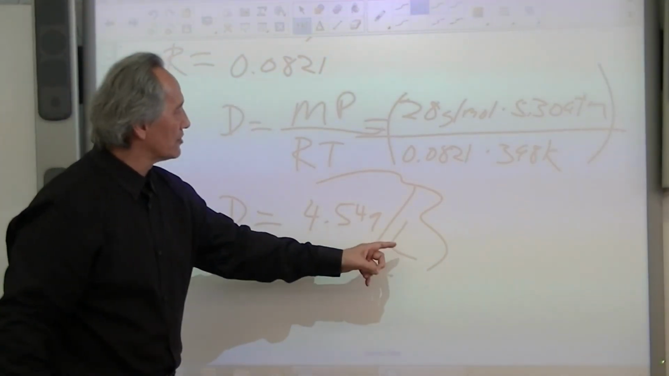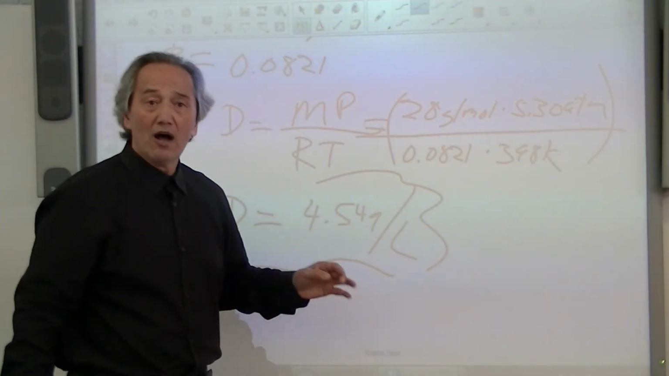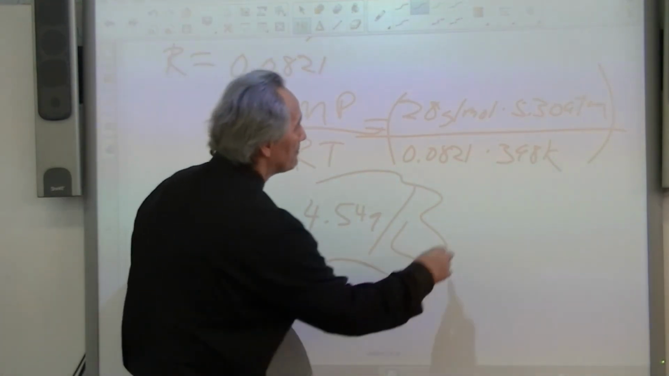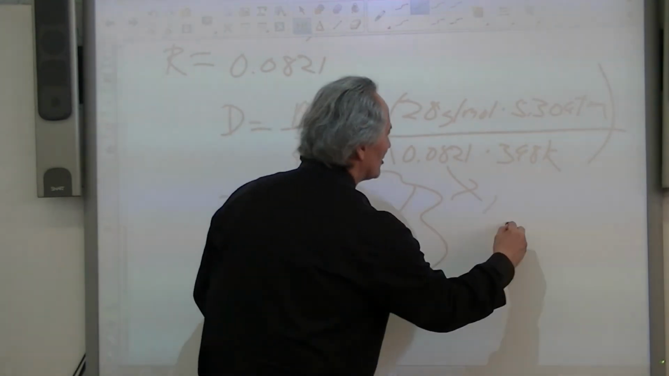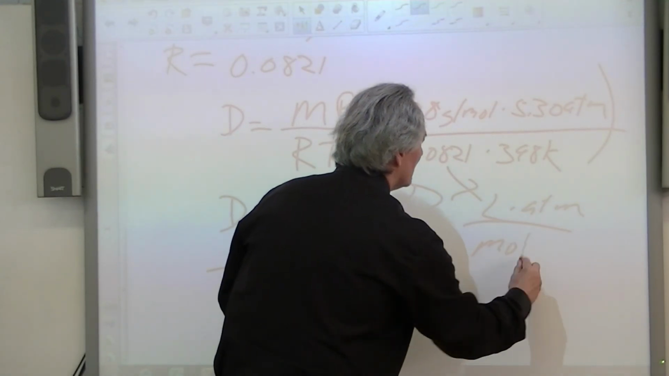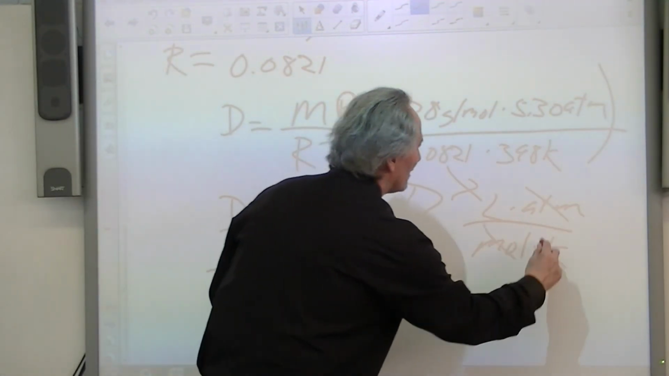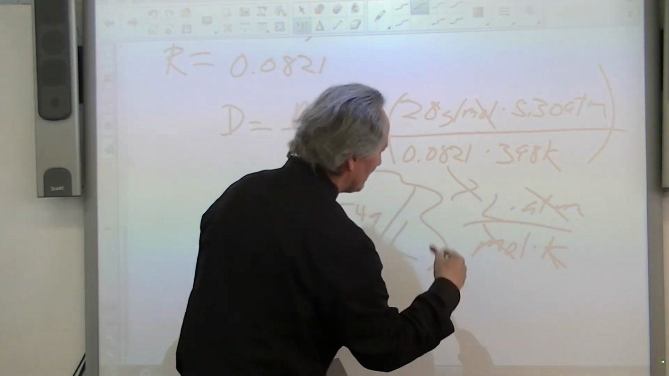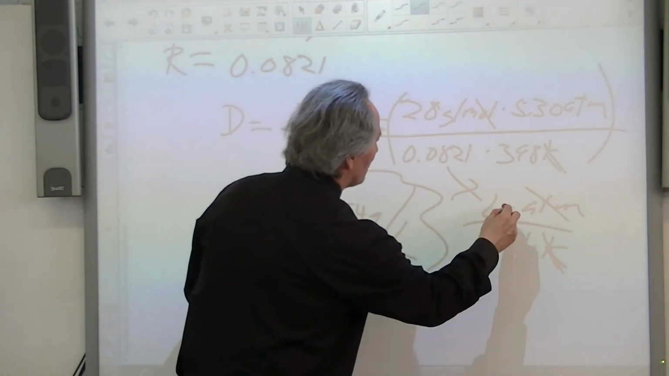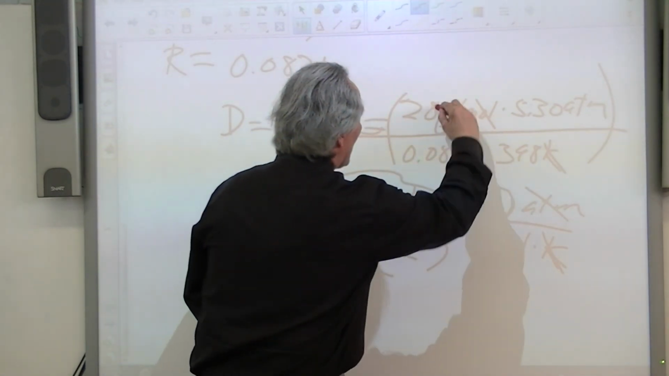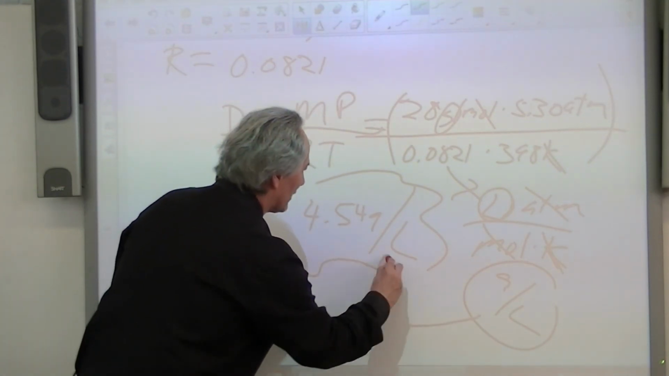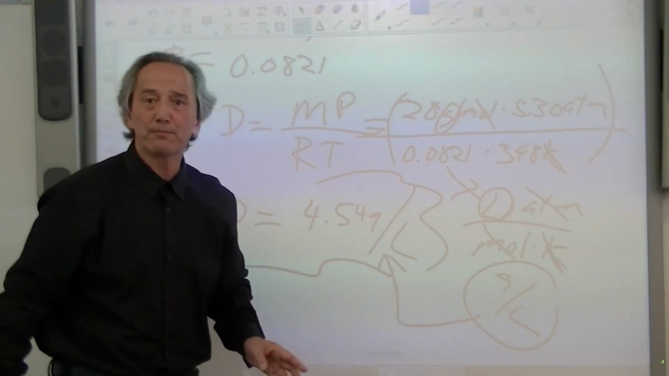Note that density is oftentimes also expressed in milliliters, but our liters comes from my constant there, which is liters ATM per mole Kelvin. Every one of these, mole is canceled out, Kelvin is canceled out, and we are left with liters and grams, so grams per liter, or 4.54 grams per liter.